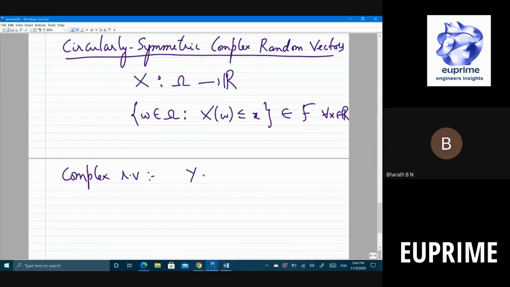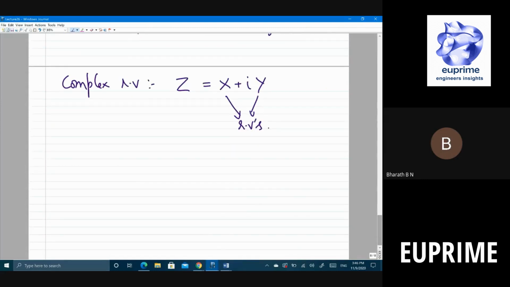So for example, maybe X plus iota Y, where X and Y are two random variables. Yeah, exactly, right? These are random variables. Then we say that Z is a complex random variable. Okay, now we have a complex random variable, so I can talk about what we mean by circularly symmetric complex Gaussian, right? So what do you mean by circularly symmetric complex Gaussian?